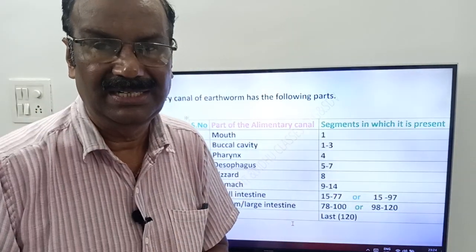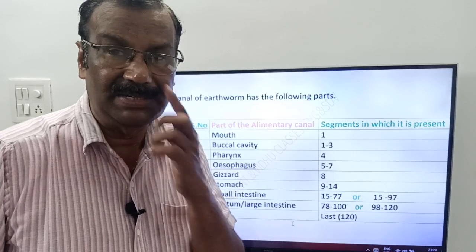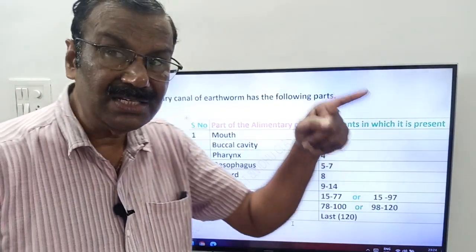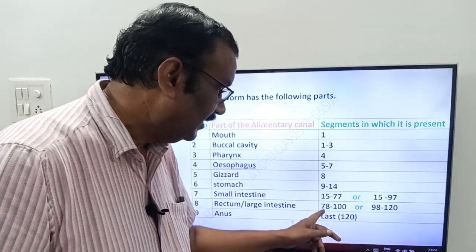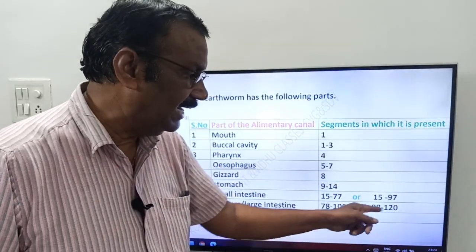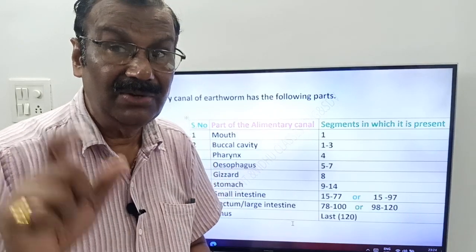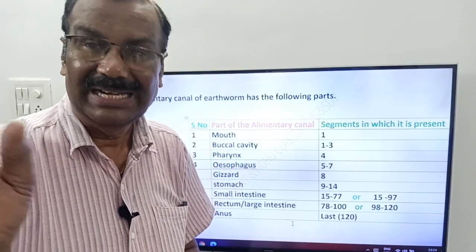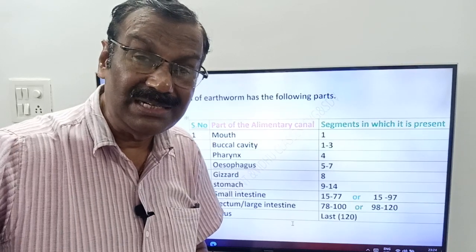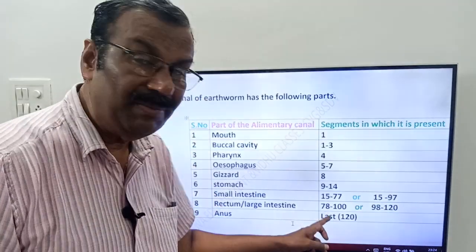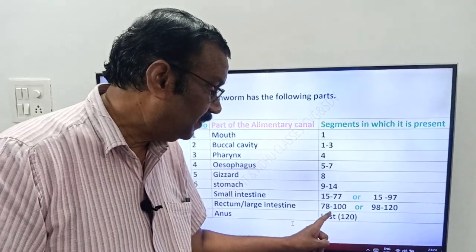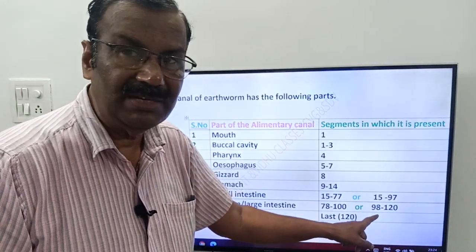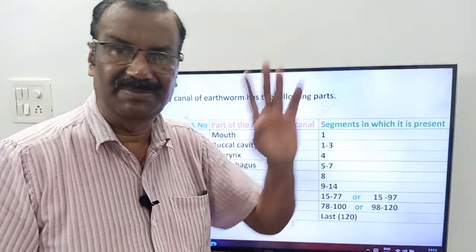Friends, this is important. In the last 23 segments, we have the rectum. Rectum or large intestine is present in the last 23 segments. Means 78 to 100 segments, or 98 to 120 segments. Here you have to remember the last 23 segments. If the earthworm has 100 segments, it is present between 78 to 100 segments. If the earthworm has 120 segments, it is present between 98 to 120 segments.